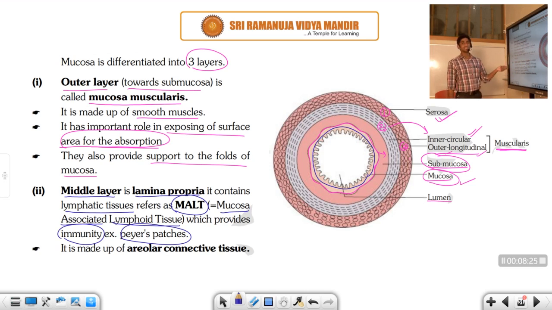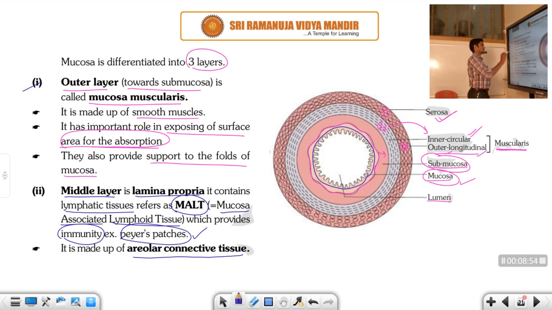Generally the middle layer is made up of the lymphatic tissue, and if the lymphatic tissue is found in the mucosal layer, that is the lamina propria, we call it mucosal associated lymphatic tissue. And the common example of this one is Peyer's patches. Okay, and it is also made up of areolar connective tissue. So student, the majority of the alimentary canal is made up of the areolar connective tissue, right? So this is also a very important part.